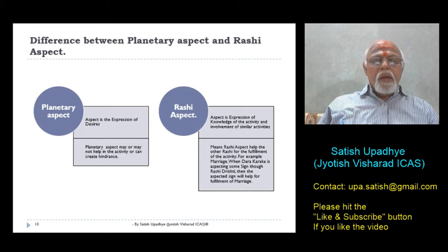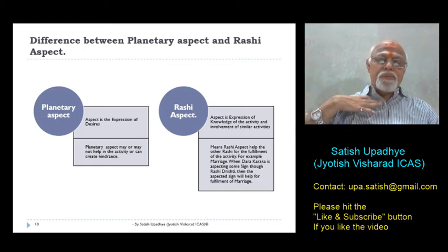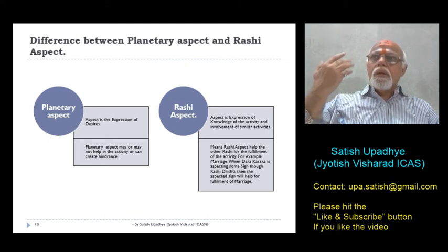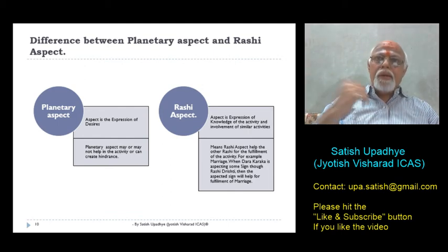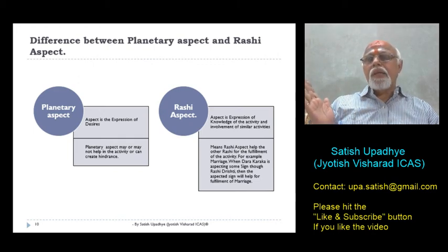This is a very important point as far as planetary aspects are concerned. Rashi aspects express the knowledge of the activity of the planet and the Rashi. For example, Darakaraka is stationed in the Mesh Rashi. So all fixed signs are aspecting the Mesh Rashi having Darakaraka. The purpose of Darakaraka is to get married. So the fixed Rashis know, having the knowledge that Darakaraka wants to get married, and they will help them to get married. They are always friendly. They are considered to be friendly aspects, whereas in the case of planetary aspect, they may or may not be friendly.